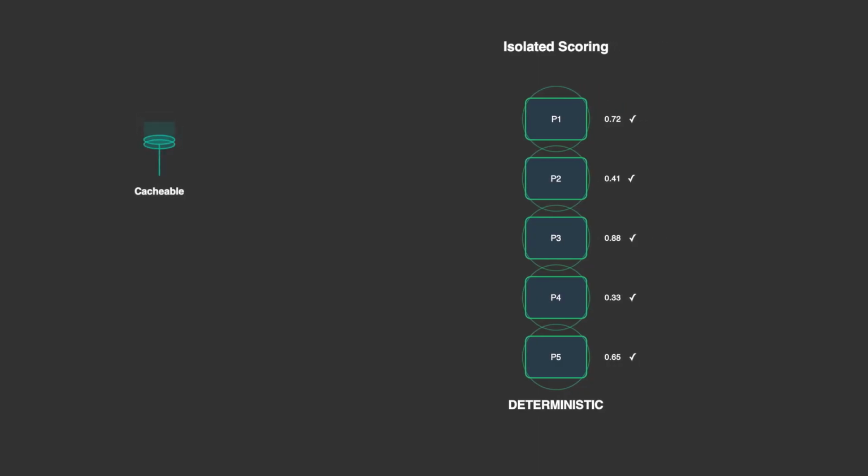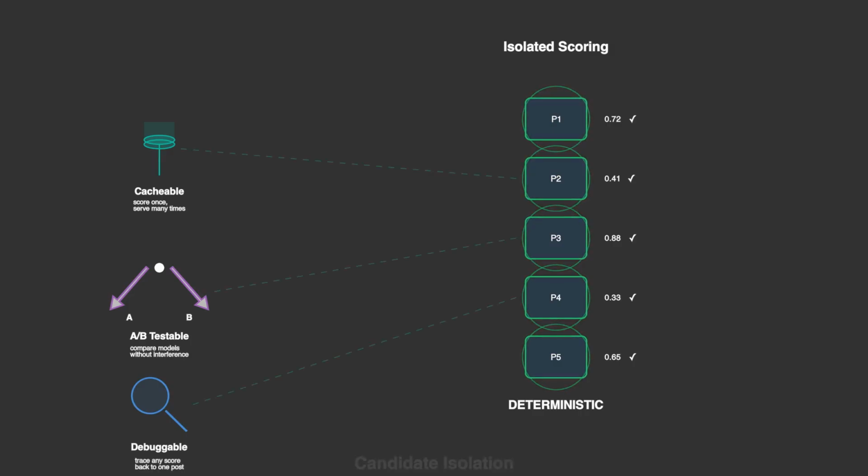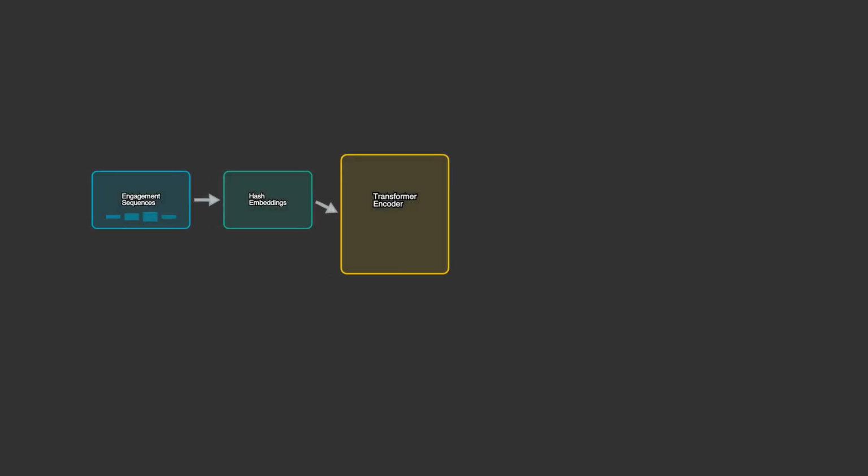The cost is that the model cannot do cross-candidate reasoning, like learning to promote a post that provides context for another post in the same feed. But in practice, the consistency and cacheability benefits far outweigh that limitation. What we have seen is a recommendation system that bets heavily on the transformer. It replaces feature engineering with raw engagement sequences. It uses a novel attention mask for independent candidate scoring. It combines a two-tower retrieval system with a full transformer ranker.